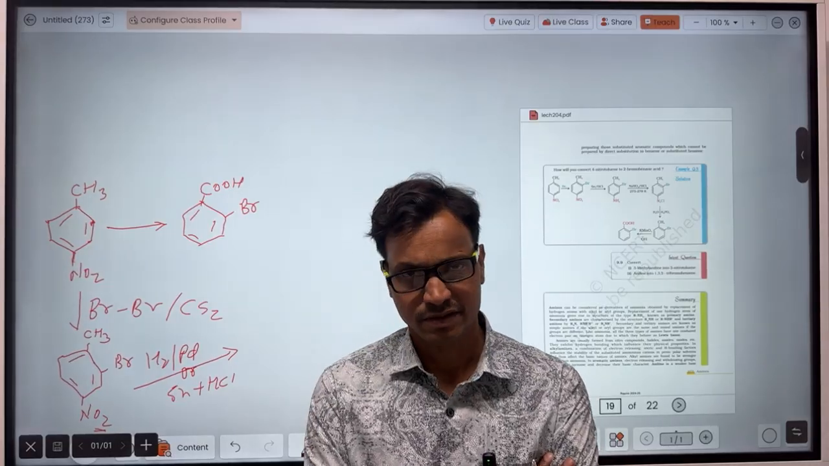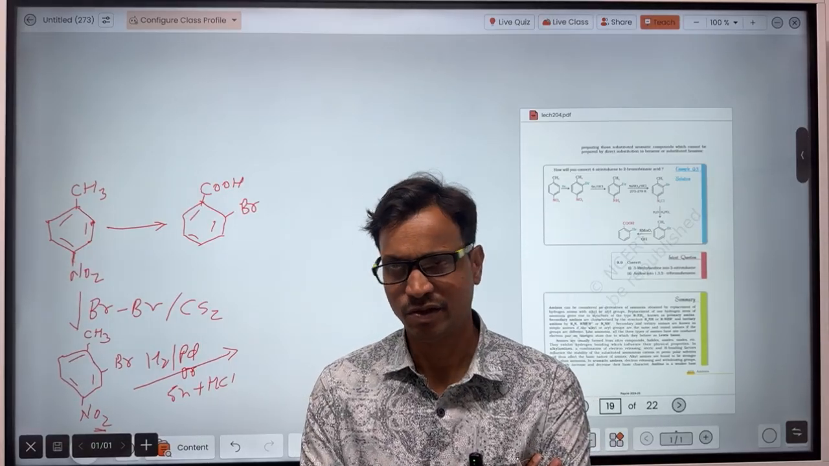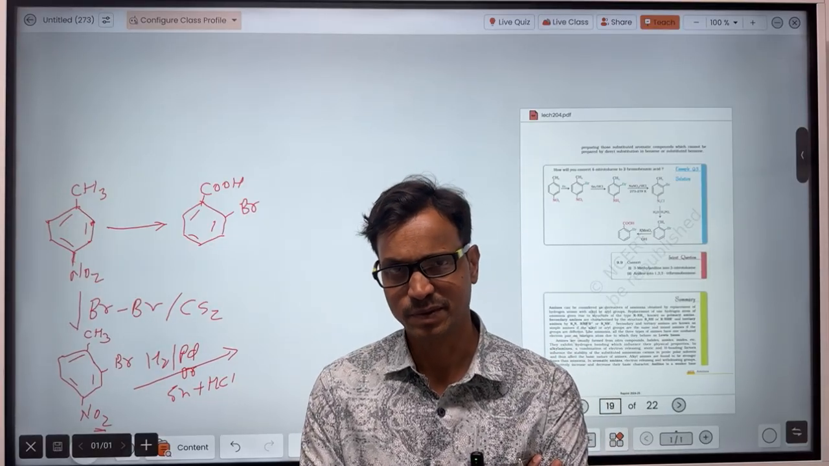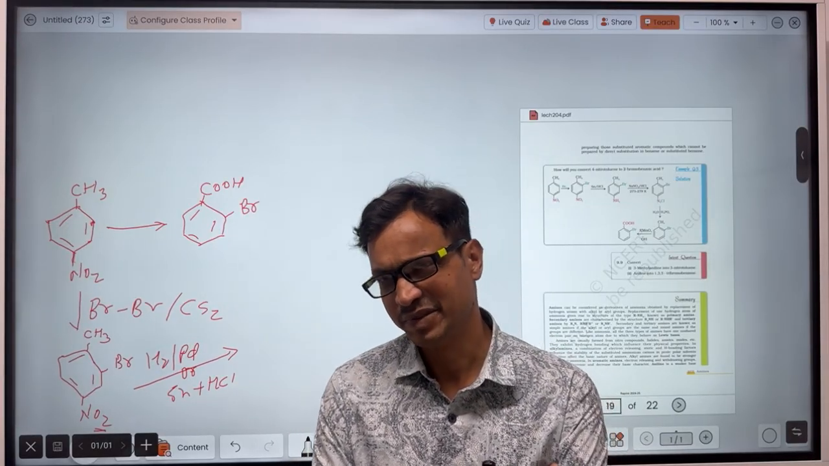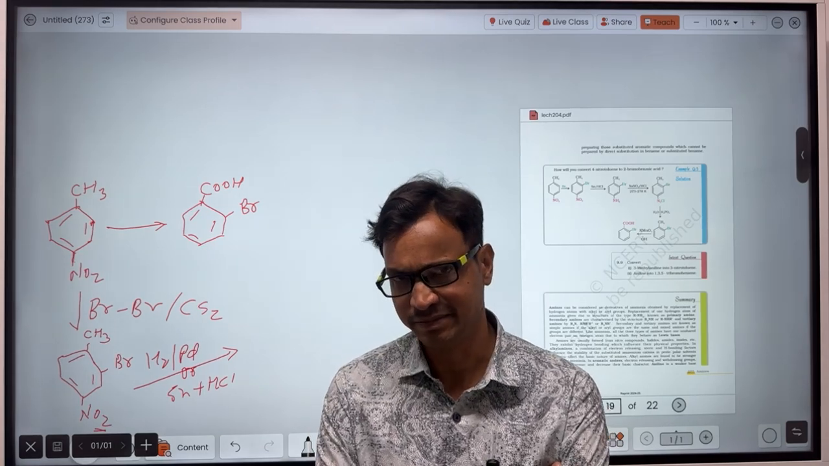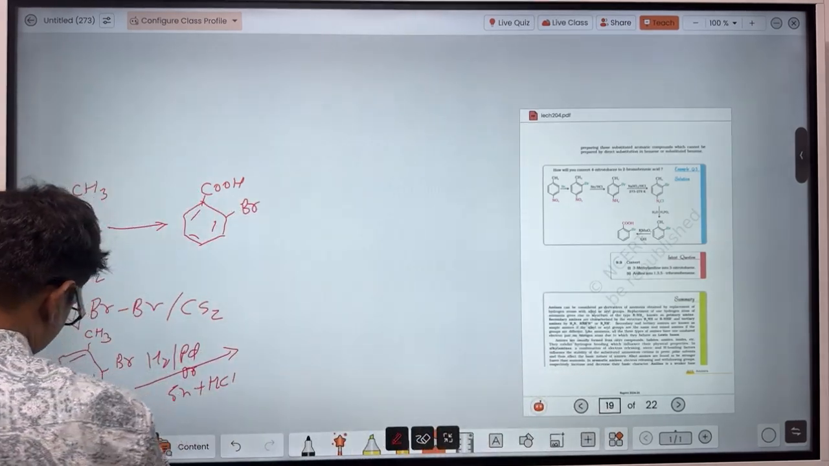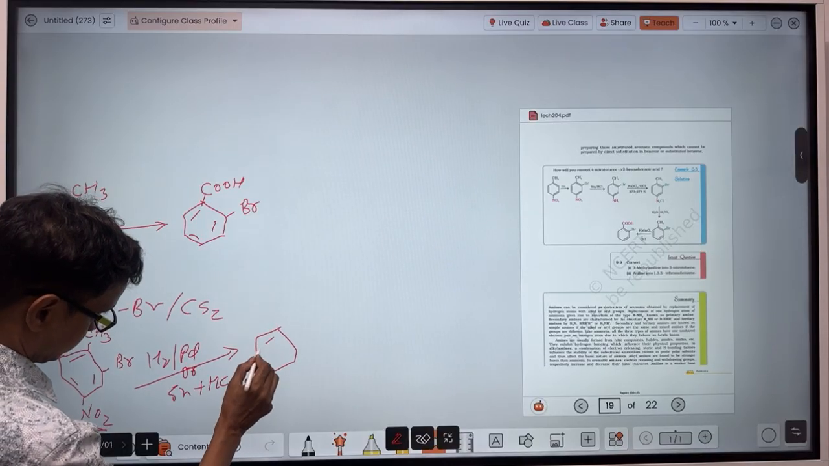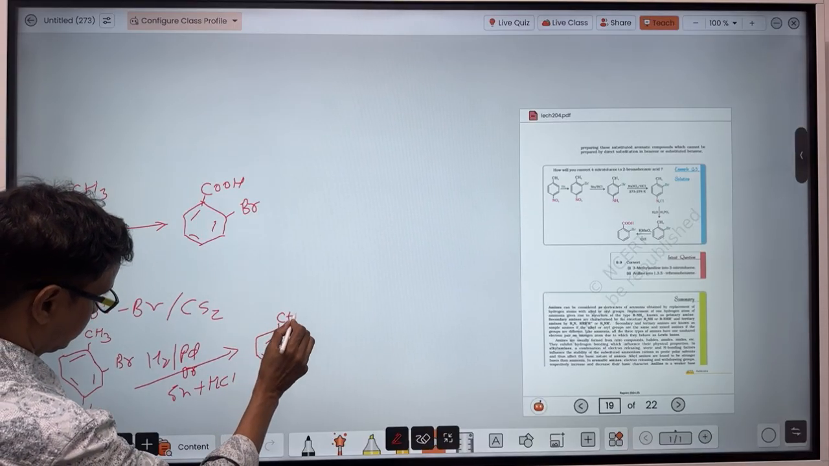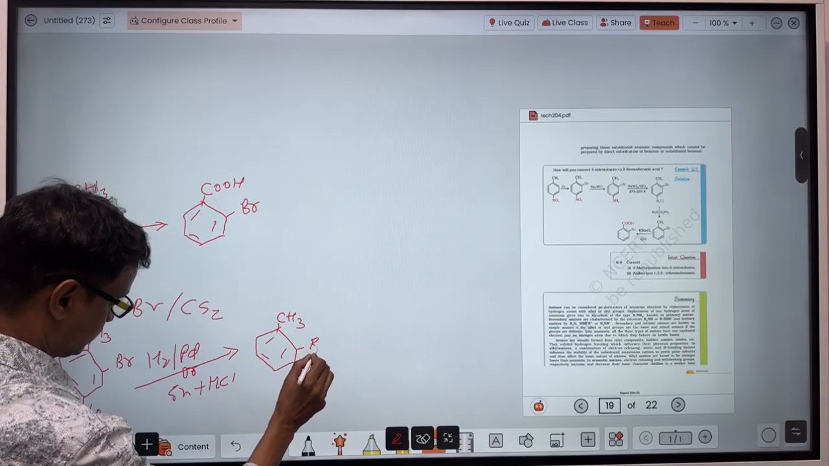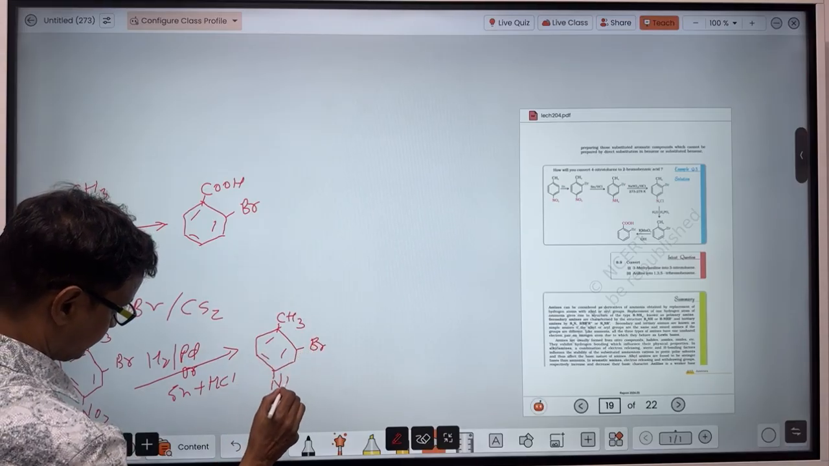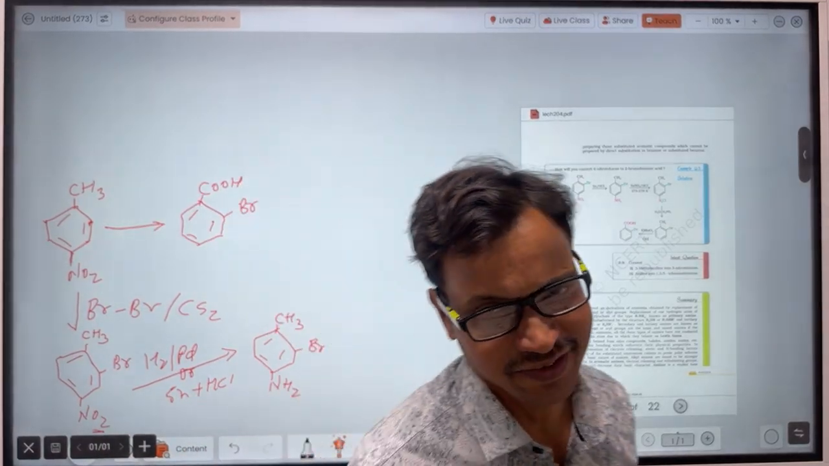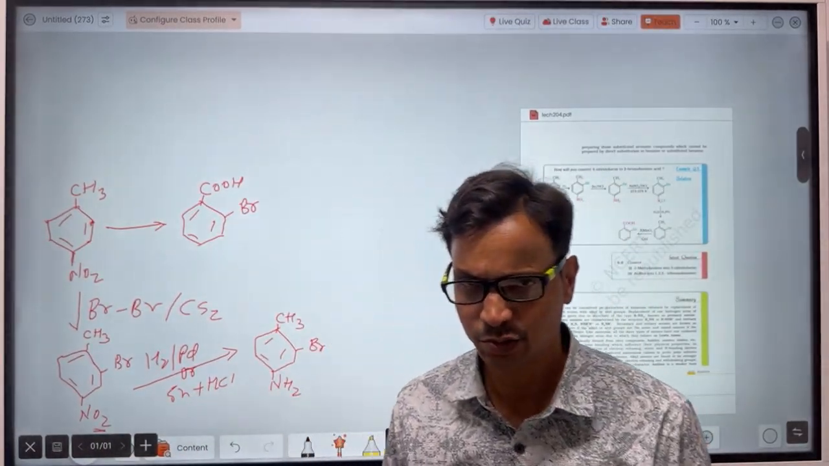So you will have to react with the mixture of tin and conc HCl or the hydrogen and palladium. If you take tin and conc HCl, then the reaction will be fast and easy also. But you can also take hydrogen and palladium. So the NO2 group will convert into NH2, and the aniline NH2 group can be easily converted into the diazo group.